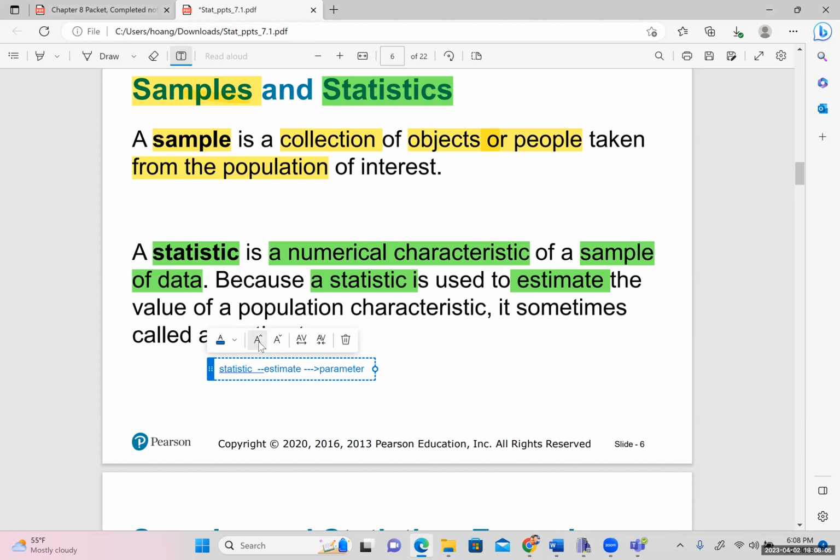So let me make it bigger. If you want to know the mean height of NBA players, it could be almost impossible to know it. But you can find a sample mean height of NBA players and then estimate the parameter, right?